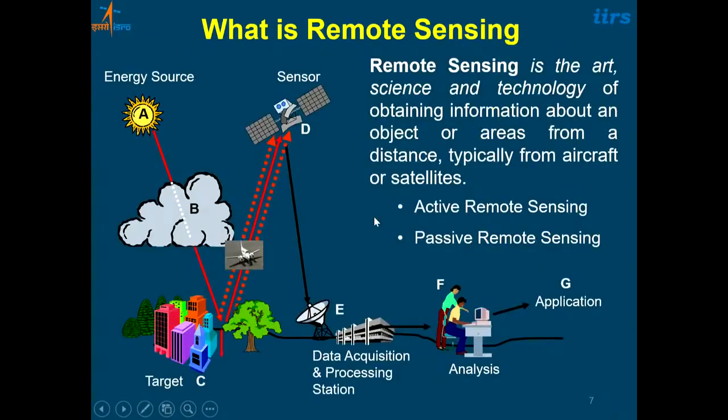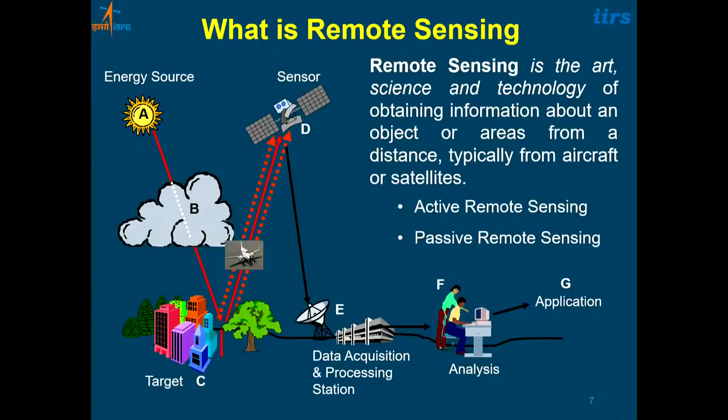Now let us talk about the basics of remote sensing. Definition, as I told you earlier, is the basic proper definition. It is an art, it is also a science, and it is also a technology. All three things are built into the definition of remote sensing. It is the art, science, as well as technology of obtaining information about an object or an area from a distance, typically from aircraft or satellites.